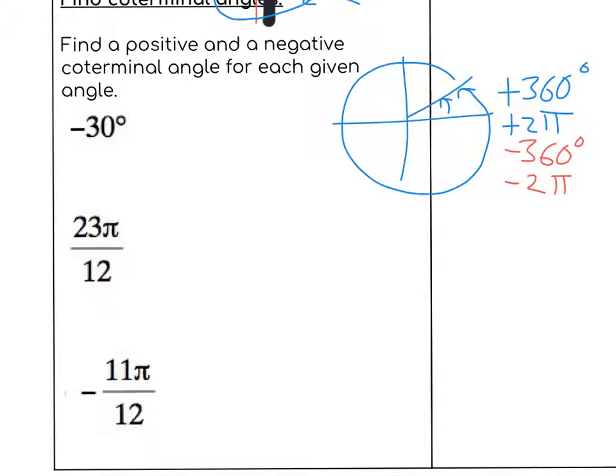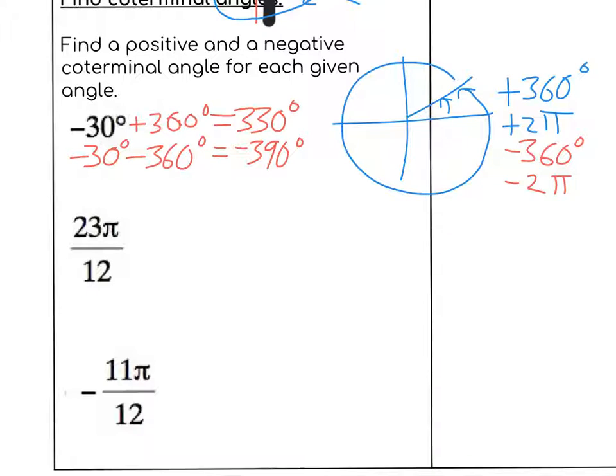So looking at our first one, we start at negative 30 degrees. I'm going to add 360 to that. And when I do that, I get 330 degrees. To get a negative coterminal angle, I'm going to start at negative 30 and minus 360. When I do that, I get negative 390 degrees.